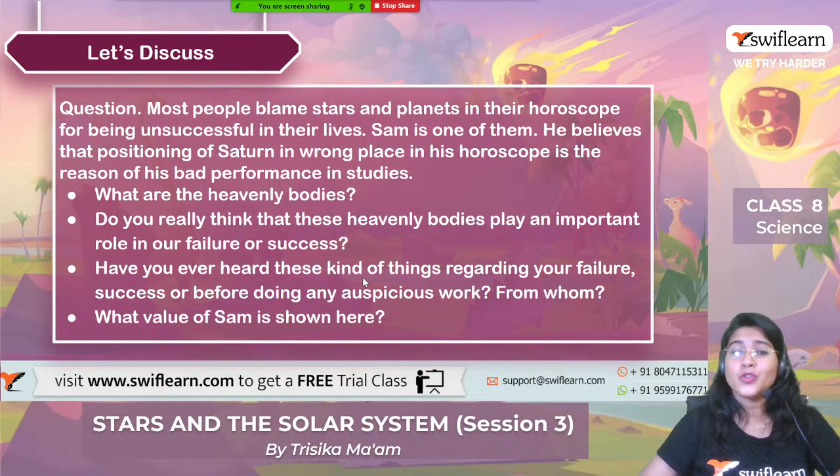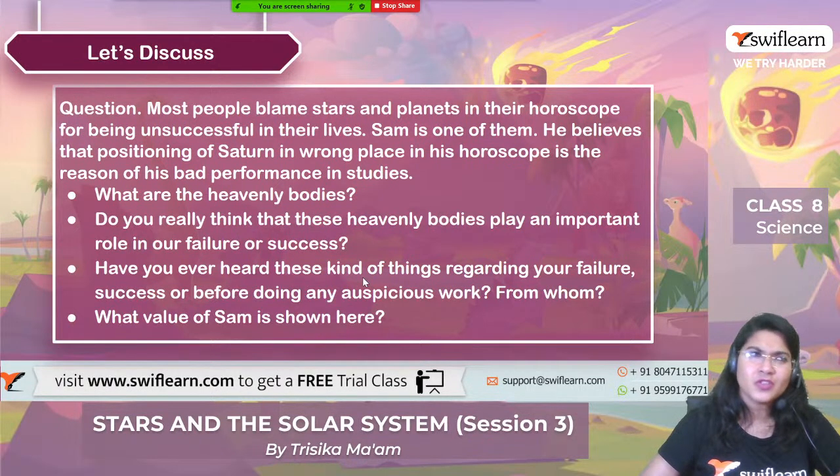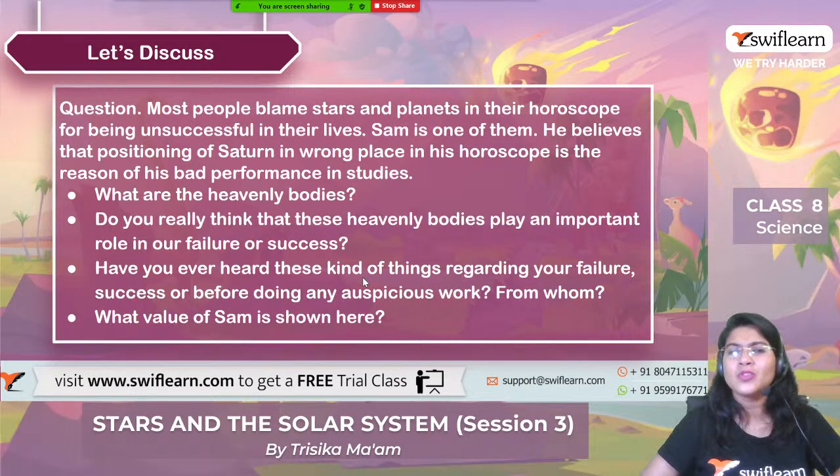Let me see. What do you believe? Do you really think that what Sam is thinking, that his horoscope is having some different position of Saturn, and that is why he is not getting a good result from the studies? Is it possible? No, it is really not possible. So, to be successful in life, what you have to do, you have to work hard, right? Whatever work it can be.